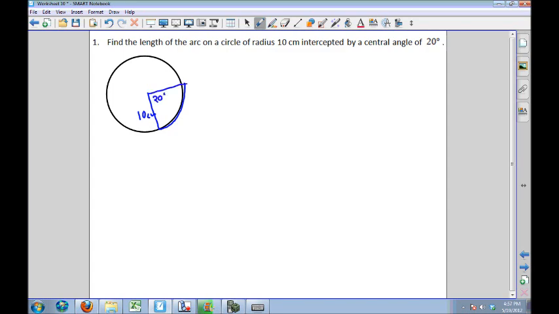Well, the arc is a portion of the circumference. So I'm first going to find the circumference of the circle, which is 2 pi r. Since the radius is 10, this will be 20 pi for this particular circle. Then I have 20 degrees out of the total 360 degrees of the circle that I'm dealing with. So my arc length will be that proportion of the circumference, 20 pi.